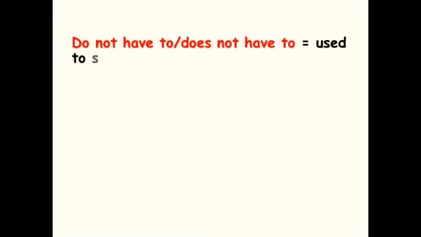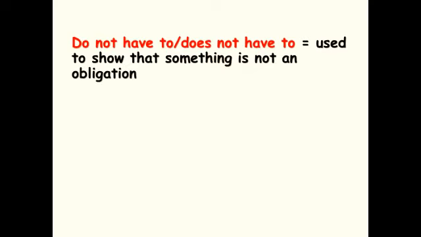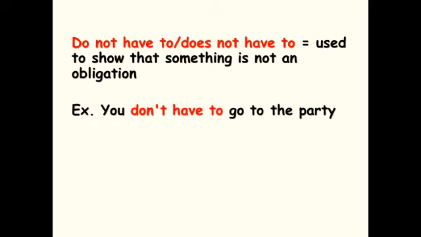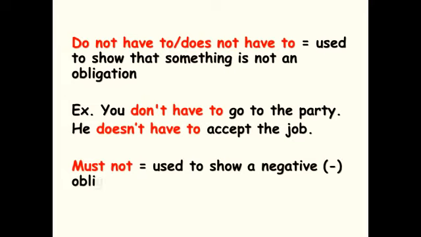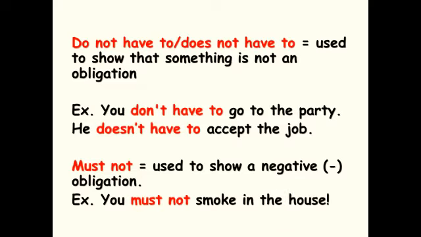The negative form of have to is do not have to, does not have to, and this is used to show that something is not an obligation. For example, you don't have to go to the party. He doesn't have to accept the job. Must not is used to show a negative obligation. For example, you must not smoke in the house.